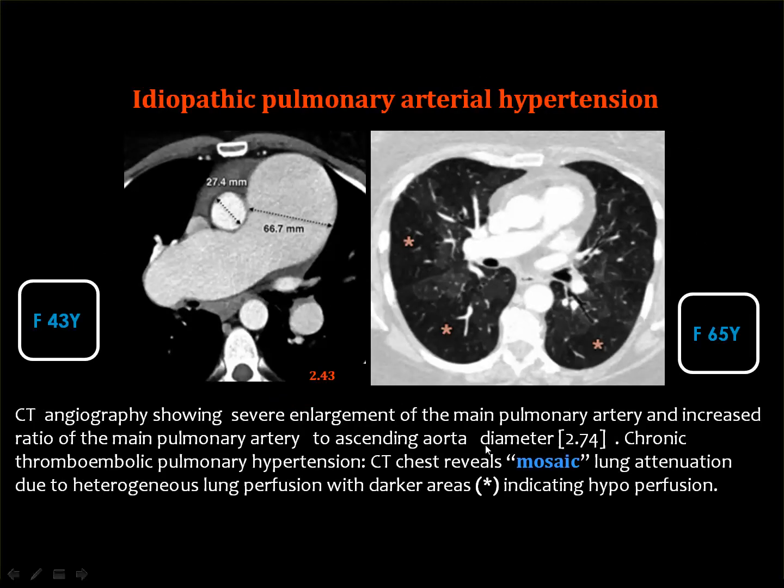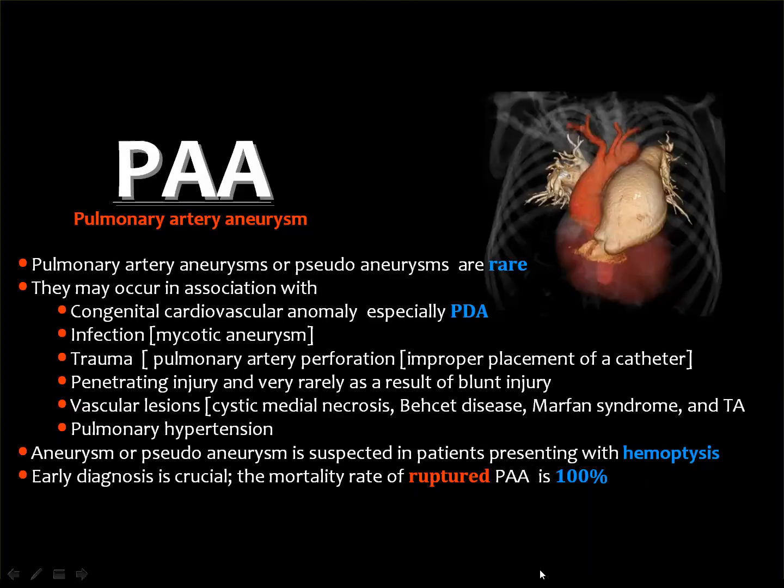Then in these two different cases, you can see the marked dilatation of the pulmonary artery trunk as well as its right main branch compared to the caliber of the ascending aorta. And in a different case, you can see the mosaic appearance of the ground glass areas alternating with hypertranslucent areas.